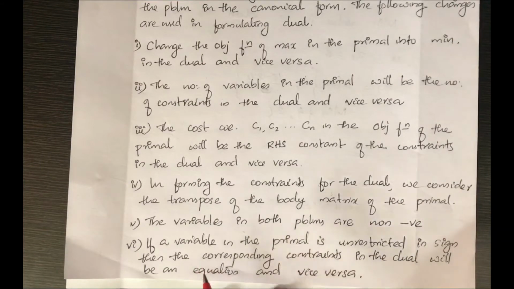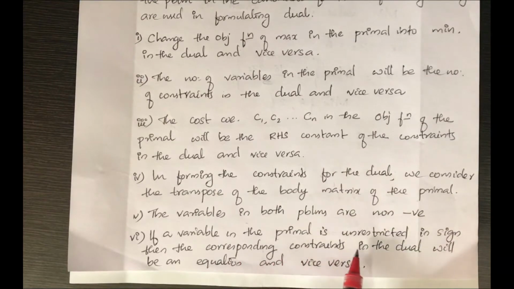If a variable in the primal is unrestricted in sign, then the corresponding constraint in the dual will be an equation, and vice versa. If one variable is unrestricted in sign, then the corresponding dual constraint will be an equation. If a constraint in the primal is an equation, then the corresponding dual variable should be unrestricted in sign.